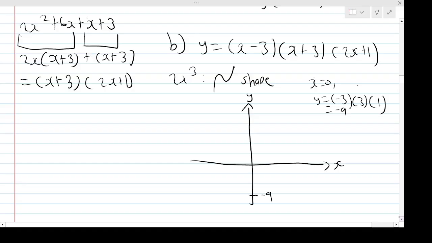There we are. And then we need to plot the roots. So again, that's when y equals 0. But that's when each bracket's 0, so that'd be the roots of 3, minus 3. And 2x plus 1 is 0, so 2x would be minus 1, so x would be minus 1/2.